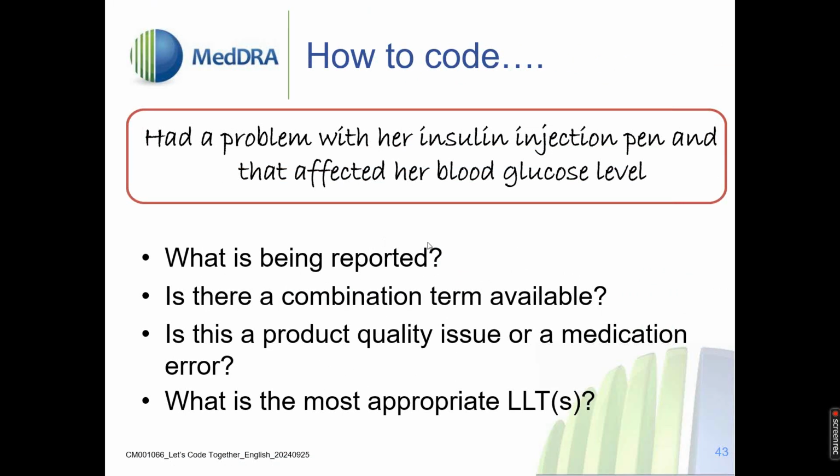Had a problem with her insulin injection pen, and that affected her blood glucose level. So again, as always, what's being reported here? Is it 2 events or is there a combination term available? And then thinking about the problem with the pen, is it a quality issue that there's a problem with the pen? Or is it that there's some use issue which would make it a medication error? And that's something I'll show you in the browser, how the terms are placed in MedDRA. So overall, what would be the most appropriate LLT or LLTs here?